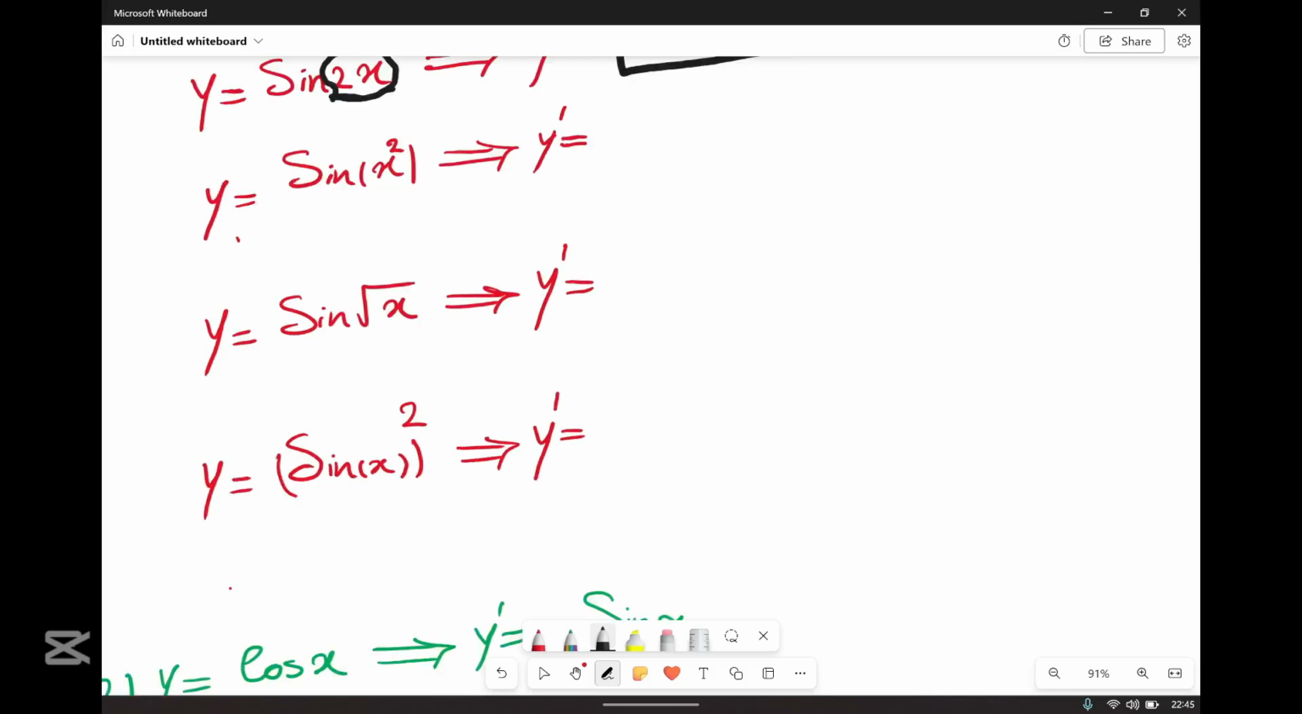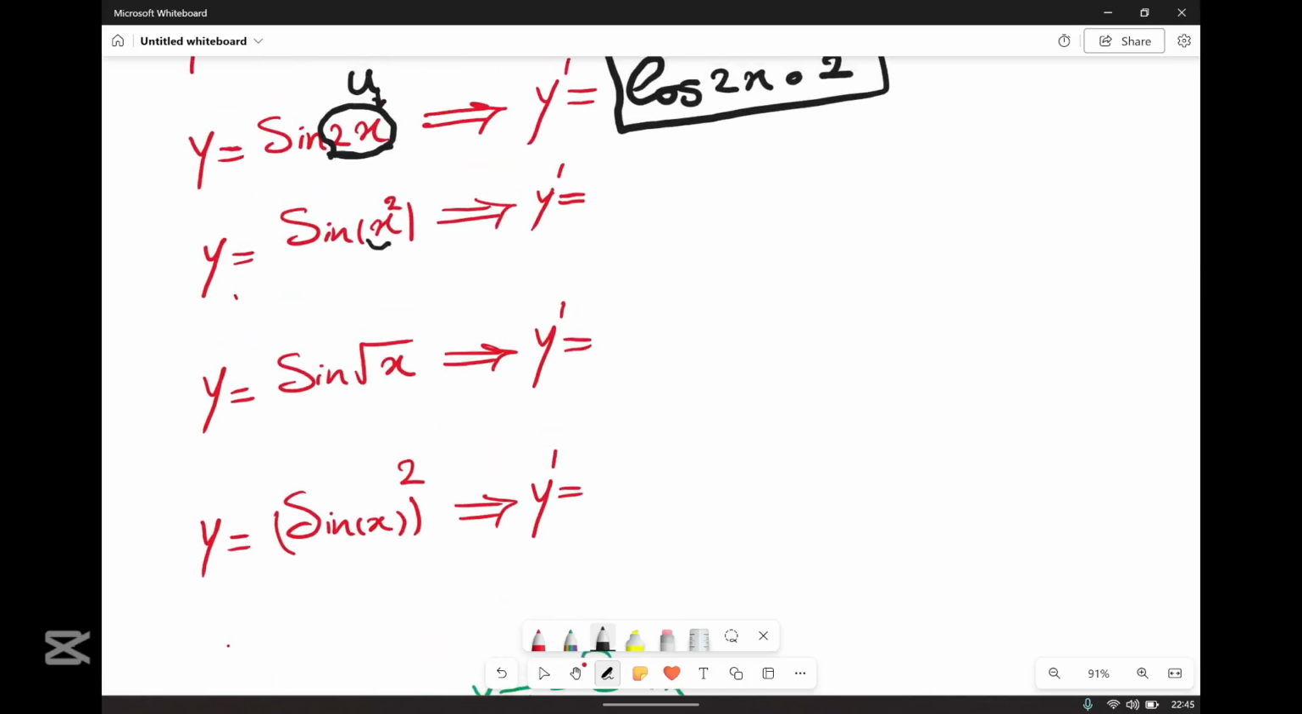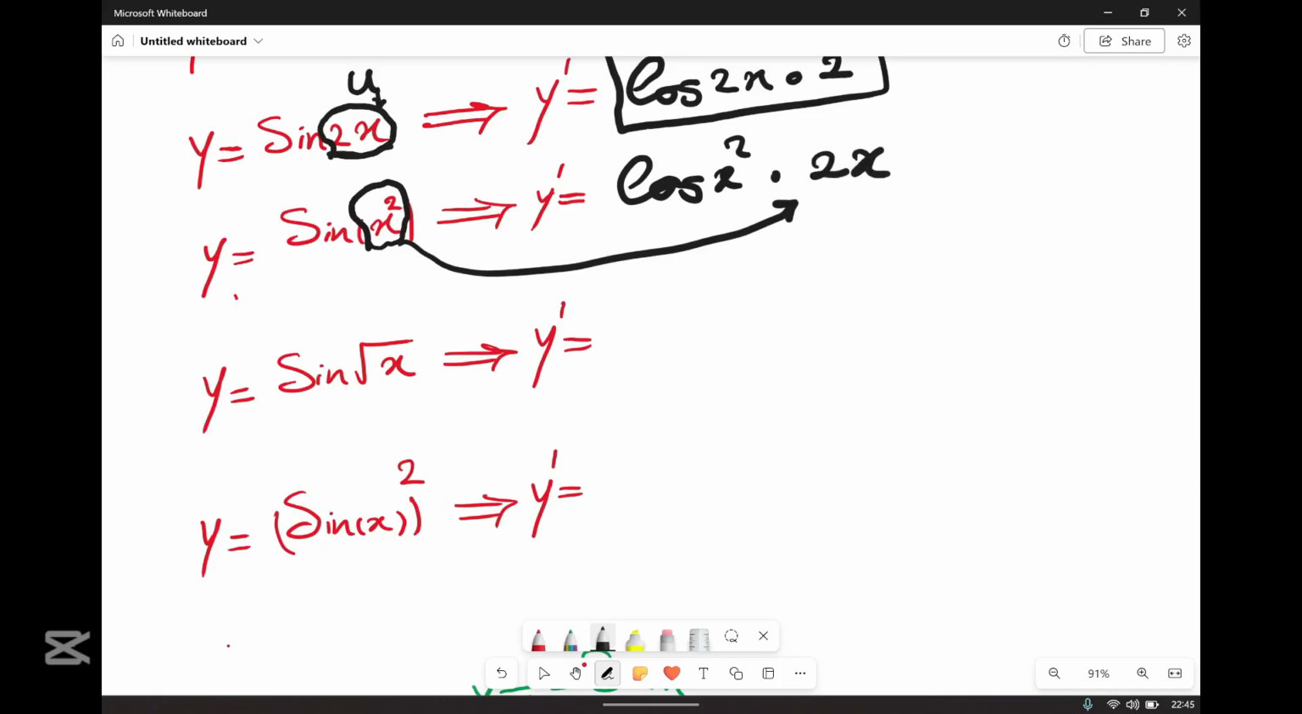What about another one, guys? Here the argument of the sine is x to the power 2. So the derivative is cosine x squared times the derivative of this part, which is exactly 2x. Okay, pause the video and try this. I'm waiting for you. Okay, follow me right now.